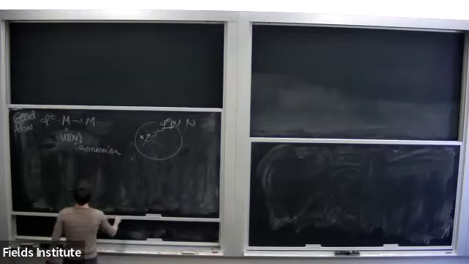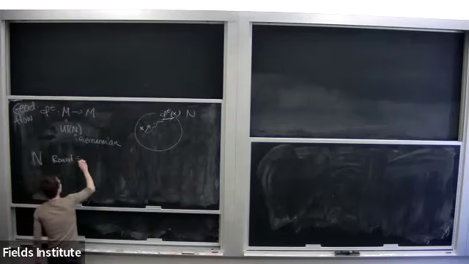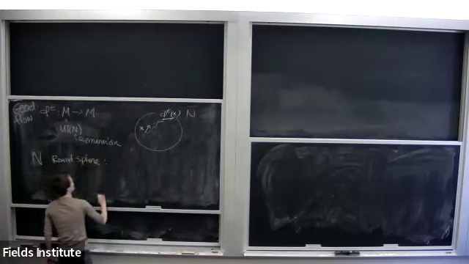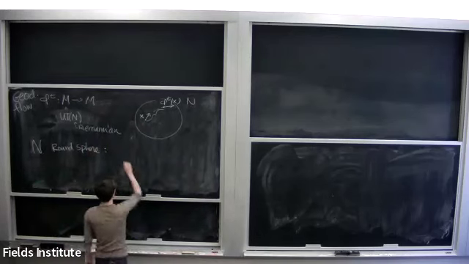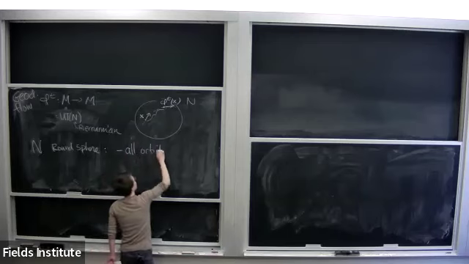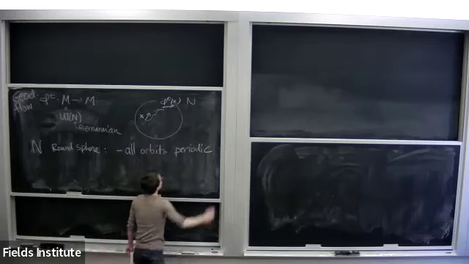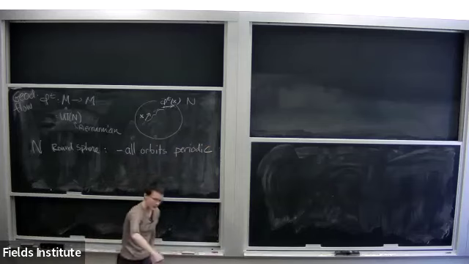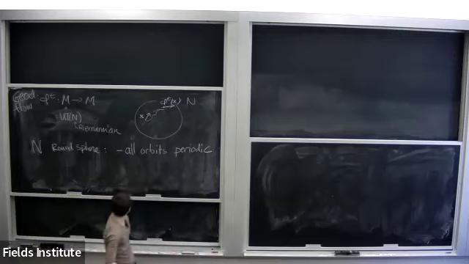So let's make some observations. If N is the round sphere, then all of my trajectories, all of my orbits, are periodic, meaning that there's some time at which you just come back to the initial point you started at. In fact, they're all periodic with literally the same period. If I take a perfectly round sphere, maybe 2 pi or something.